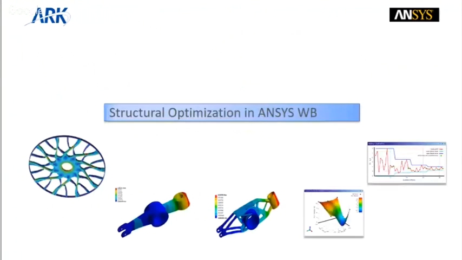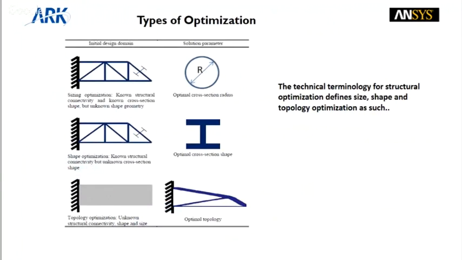So first is structural optimization in ANSYS Workbench. When we talk about structural optimization, there are three types: one is size, another one is shape optimization, and the third one and the most important is topology optimization.